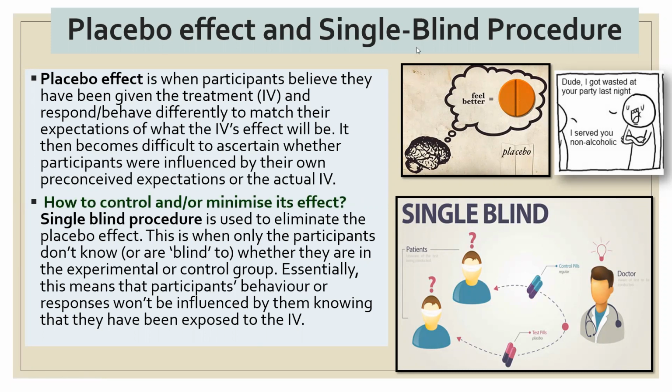How we control for the placebo effect is through a procedure called the single blind procedure, where we don't tell the participants. As the experimenter, they know who's getting the IV, but the participants don't know. If you don't know if you're in the control group or the experimental group, you can't really assume that you're getting the experimental treatment, because you could just be getting a placebo, which is a fake treatment. So you can't really change your behavior if a single blind procedure is implemented there.